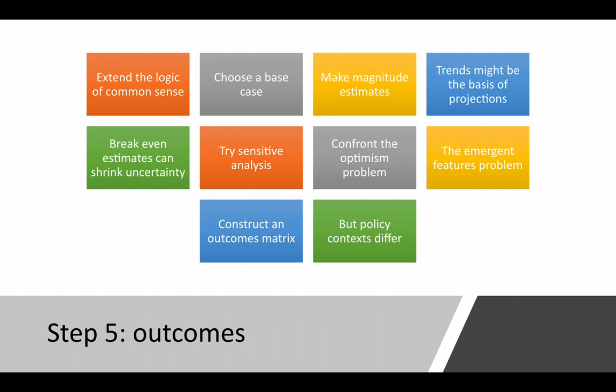Extend the logic of common sense. Then you choose a base case or a base option for your alternatives. Then you make not only the direction, increase or decrease, but also magnitude estimates. And some of the trends might be the base of your projections. Then you can use it, and or you can make break-even estimates that can shrink the uncertainty. And you also need to test the sensitivity, whether or not your analysis is sensitive.